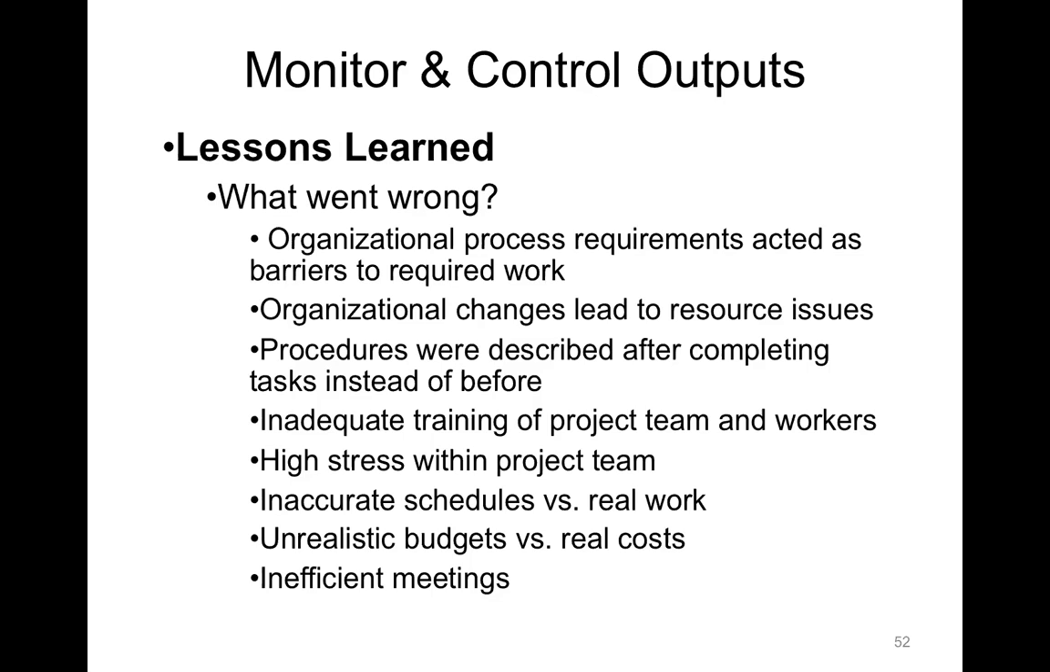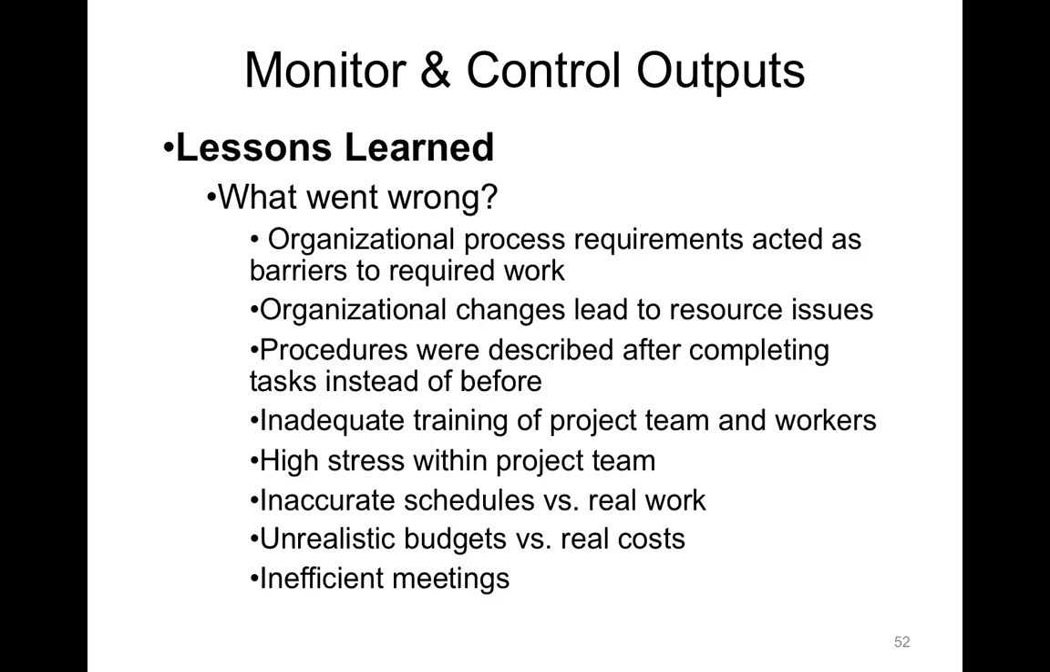Now, what went wrong, things you want to look for, warning signs. The organizational process requirements act as barriers to required work. There's simply just too much bureaucracy, too much red tape, too many forms, too many processes, too much formality so that people can't actually get the work done. That's bad. That can lead to a lot of project risks.